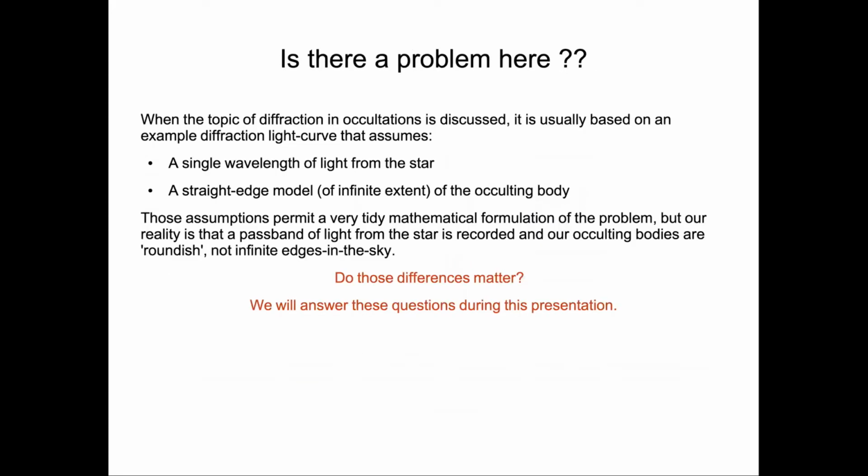So my question is, is there a problem here? I mean, since most diffraction is discussed in terms of an example diffraction curve that assumes a single wavelength of light and a straight edge model of infinite extent, those assumptions make for a really tidy mathematical formulation of the problem. It's not our reality. So I'm going to ask the question, and I'm going to do the study to determine, do these differences matter?